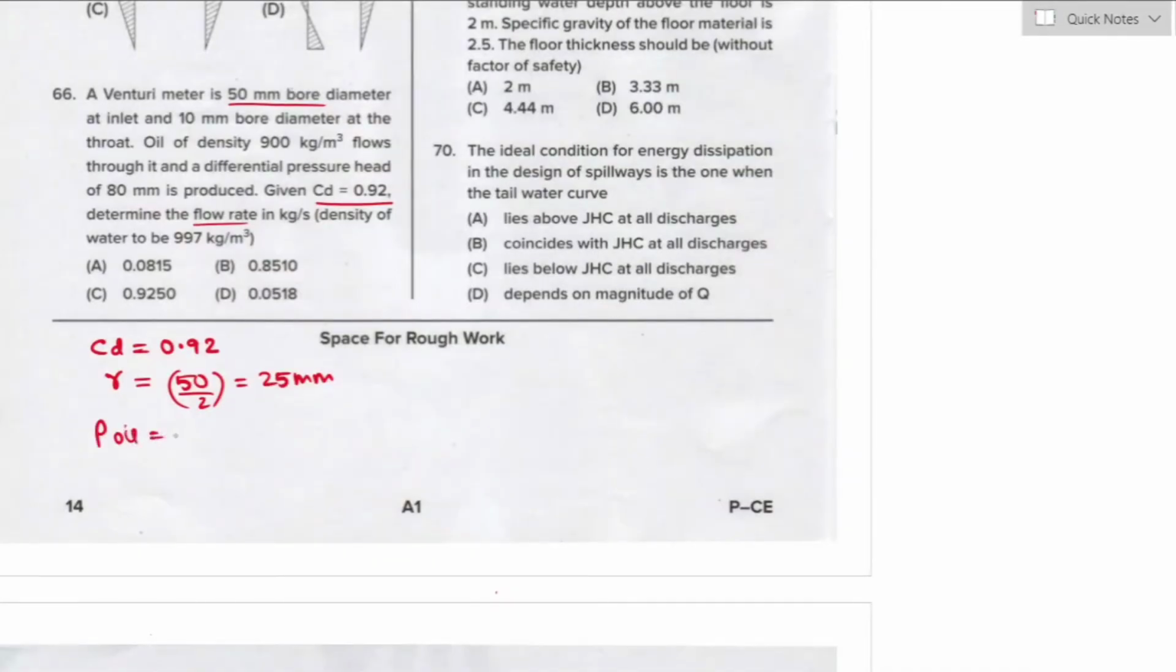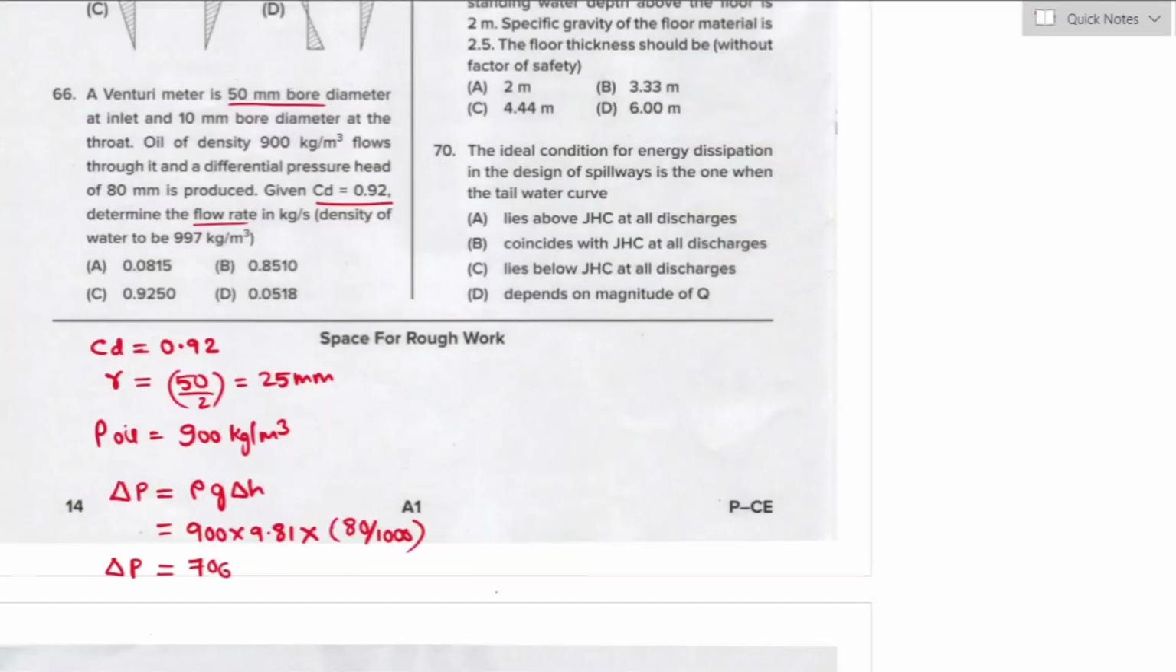Density of the oil is given as 900 kg per meter cube. So, change in pressure is given by density into acceleration due to gravity into change in differential pressure head. So, density is given as 900 kg per meter cube, acceleration due to gravity is 9.81, change in pressure head is 80 mm, so 80 divided by 1000. On solving this, the change in pressure will be 706.32 kg per meter cube.